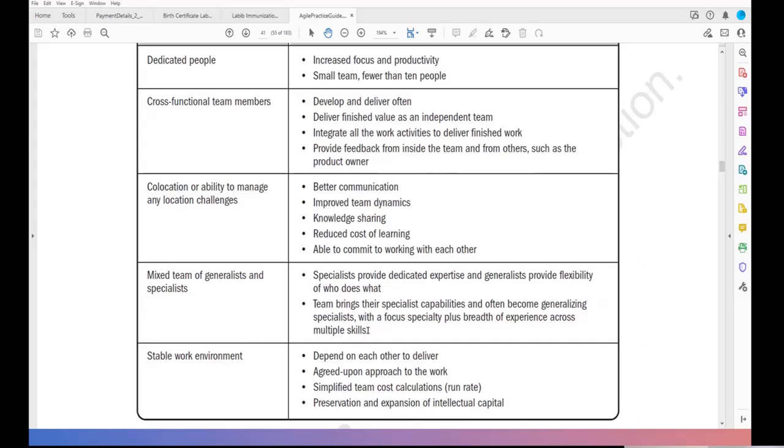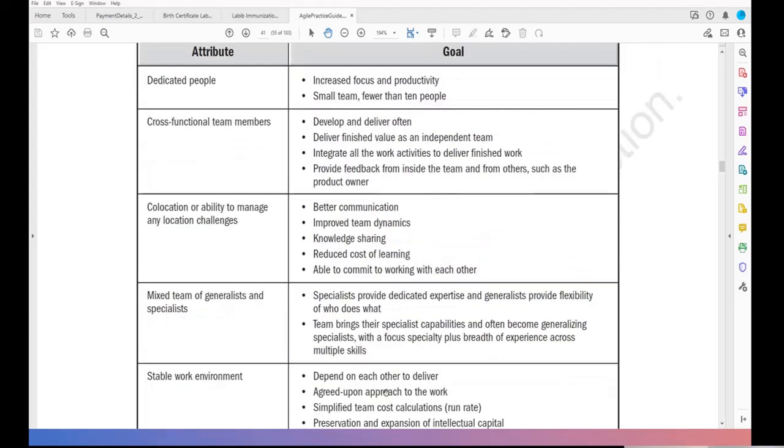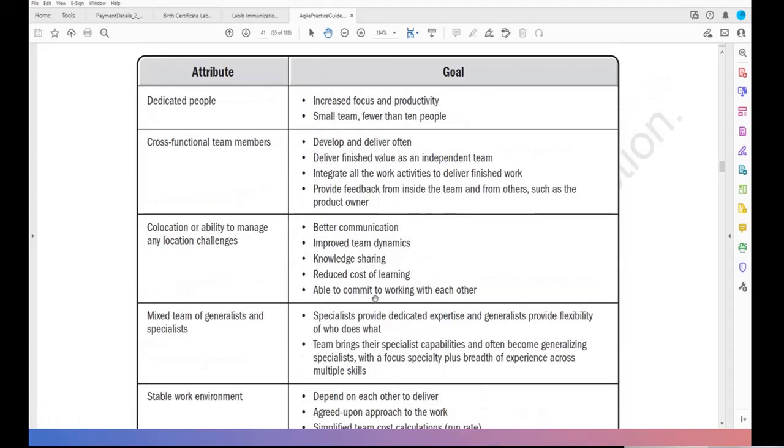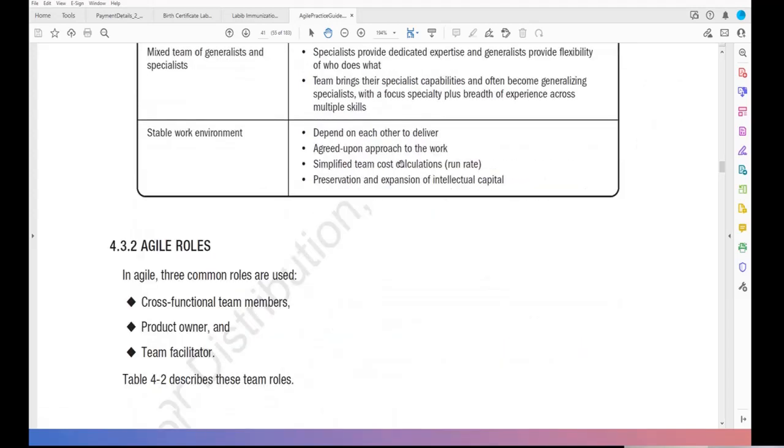Team members bring their specialist capabilities and often become generalizing specialists, with a focused specialty plus breadth of experience and multiple skills. So specialists are dedicated to their expertise and it's very valuable. And generalizing specialists bring multiple skills, while at the same time focusing on their special area. Then a stable work environment, depending on each other to deliver an agreed-upon approach to complete the work, simplifying team costs. So these are the successful team attributes: dedicated team, cross-functional team, then co-location, then mixed team of generalists and specialists, and stable work environment. These are the goals. You don't need to read it, but if you have time, you can read it.